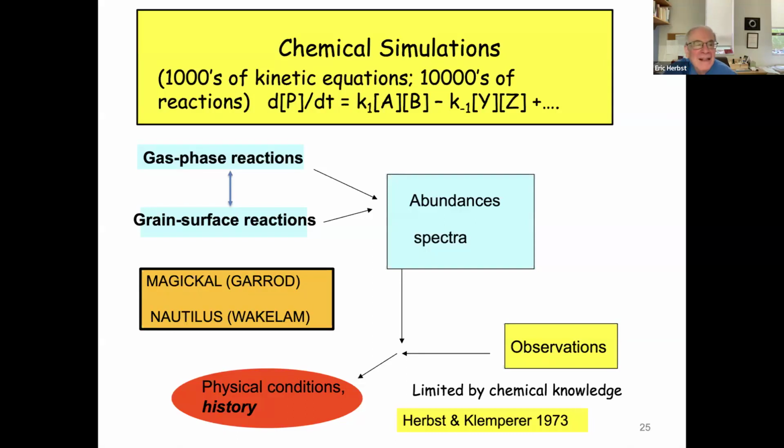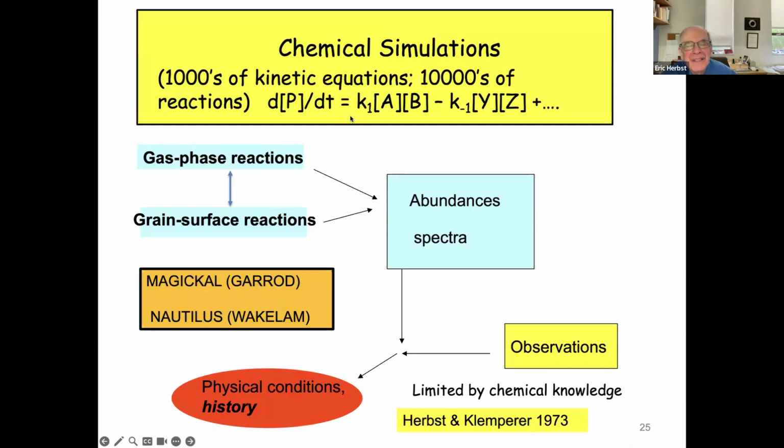And the two state-of-the-art, very big systems. One is called Magical and one is called Nautilus. These are interesting names, but both Magical and Nautilus were done by postdocs of mine who were in the group at the same time. So both Magical and Nautilus came at the same time. And these then had thousands and thousands of chemical reactions.